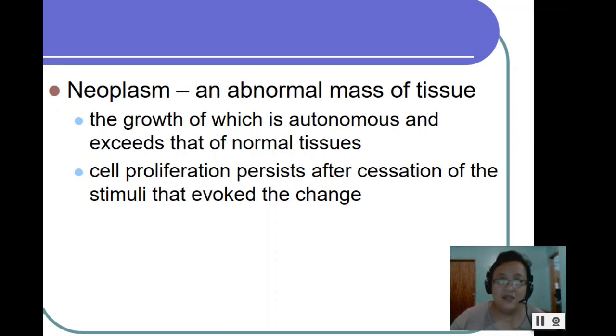Now, a neoplasm is an abnormal mass of tissue, the growth of which is autonomous and exceeds that of normal tissues. Okay, so yun ang problema, sa neoplasm or sa tumor. They can outgrow all the normal tissues. So what does that mean? It will get all the nutrients intended for the normal tissues. Cell proliferation persists after cessation of the stimuli that evoked the change. Even if you stop the stimulus, it will still proliferate. That's the problem with tumor.